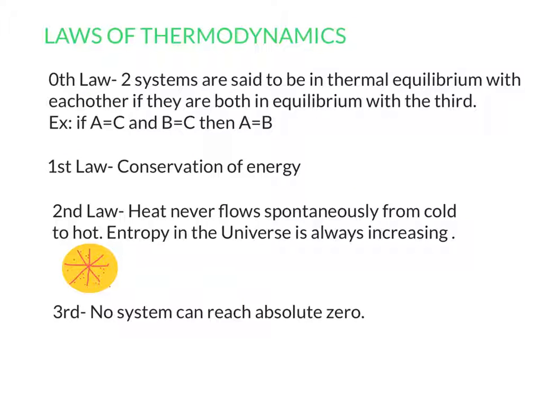We also have 4 laws in thermodynamics. The 0th law says that two systems are said to be in thermal equilibrium with each other if both are in equilibrium with the third. For example, if A equals C and B equals C, then that means that A equals B.